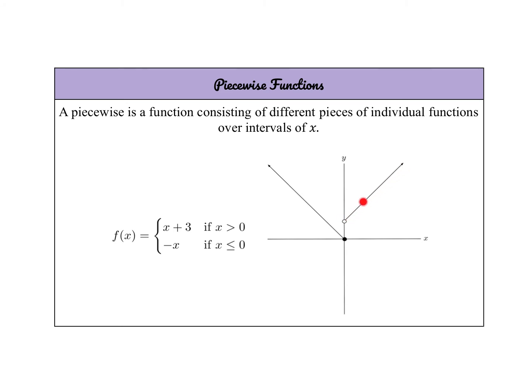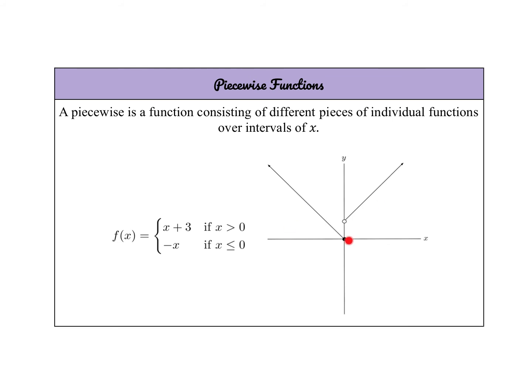So we could say the equation of this portion is x plus 3. And then here you can see we have a negative linear function, so that's the negative x, and that's for everything when x is less than or equal to 0. So again, it's just describing a bigger function in terms of smaller pieces that exist over different intervals.